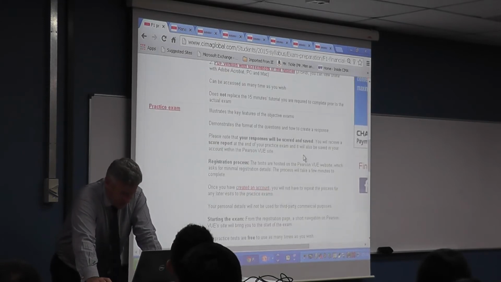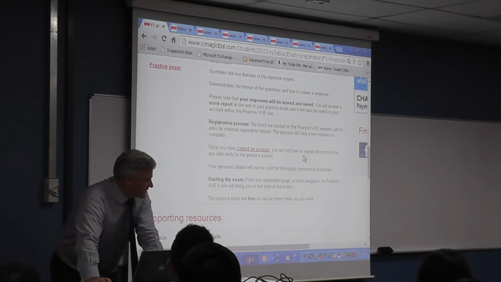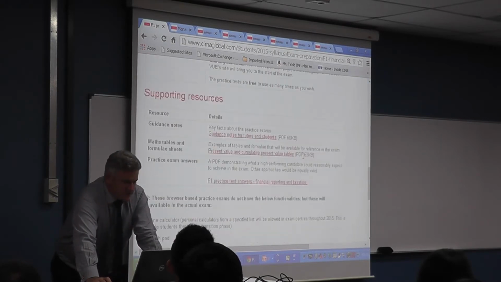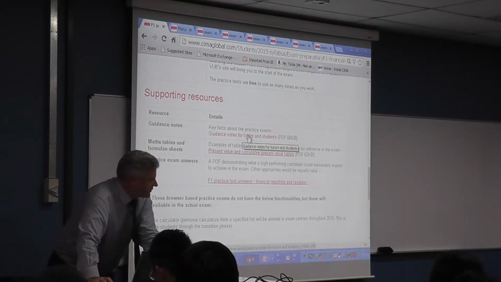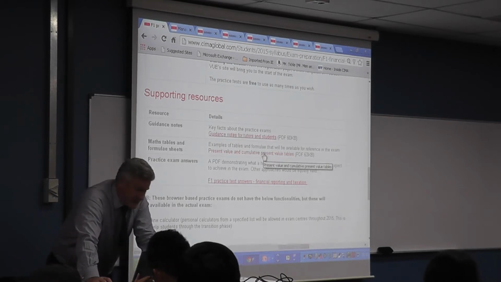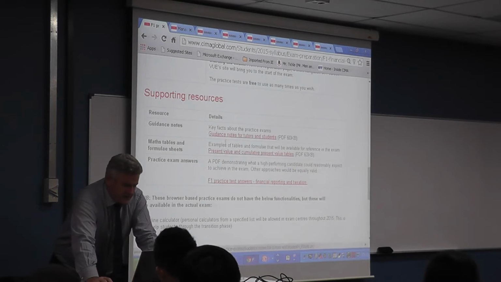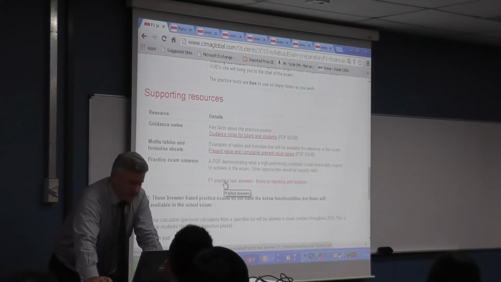As I had downloaded it, and then my laptop told me that I had the wrong something or other. Supporting resources down at the bottom, there's a bit of guidance in there which just talks about what I've gone through so far. The tables that you would have in any exam, you'll see them in the practice exam. And then there's the correct answers for this test.